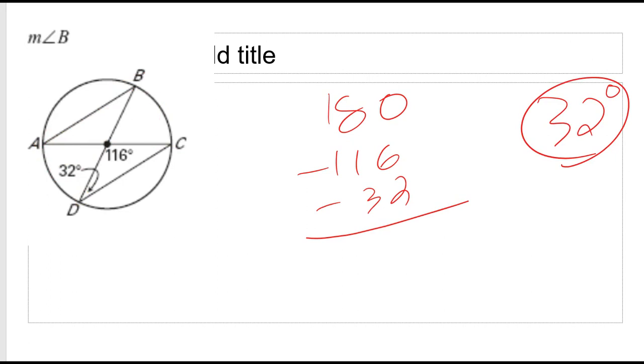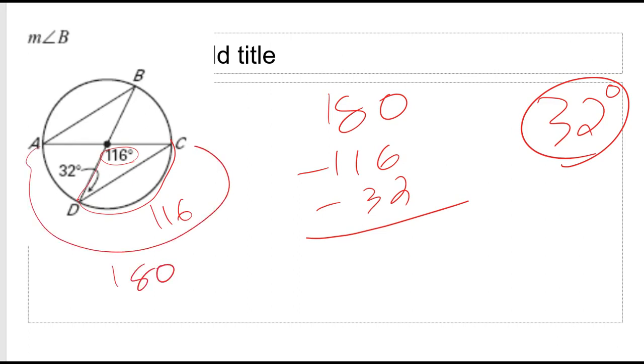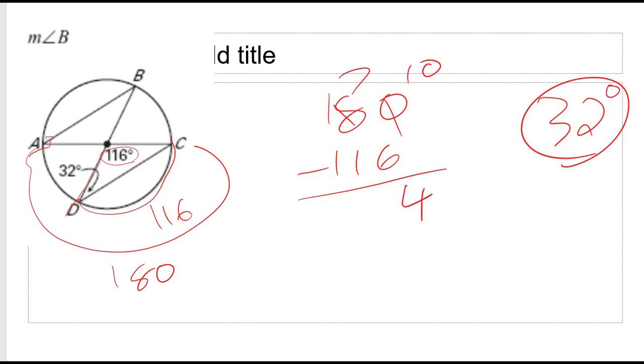All right, so if I know that this is 116, that means I know from here to here is also 116. And also, if I know that A all the way to C has to give me 180, let's figure this out. Let's just do 180 minus 116. It gives me 64. That's 64, this arc here. That means if I want to go to here, I just cut it in half and I get 32 again.